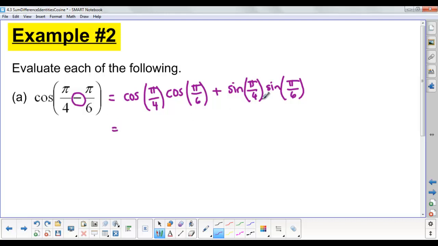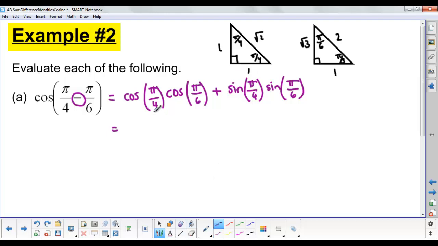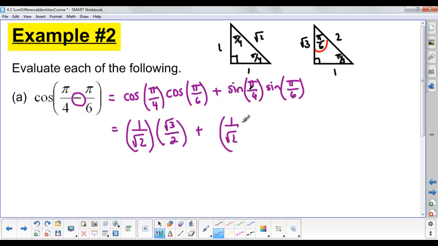We know using special triangles, which I will put up on the board here for us, we know that cos of pi by 4, so we'll look at this triangle here, is really just 1 over root 2, and that is being multiplied by cos of pi by 6. It's just root 3 over 2. Plus, then we're working with sine of pi by 4. 1 over root 2 is sine of pi by 4, and then multiplied by sine of pi by 6, so times 1 over 2.